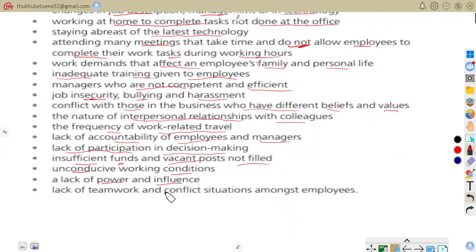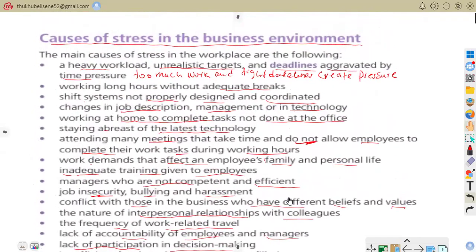Also, lack of teamwork and conflict situations amongst the employees. Here we're talking about poor cooperation creating tension and stress. Hope we are together, good people. Let us move on.